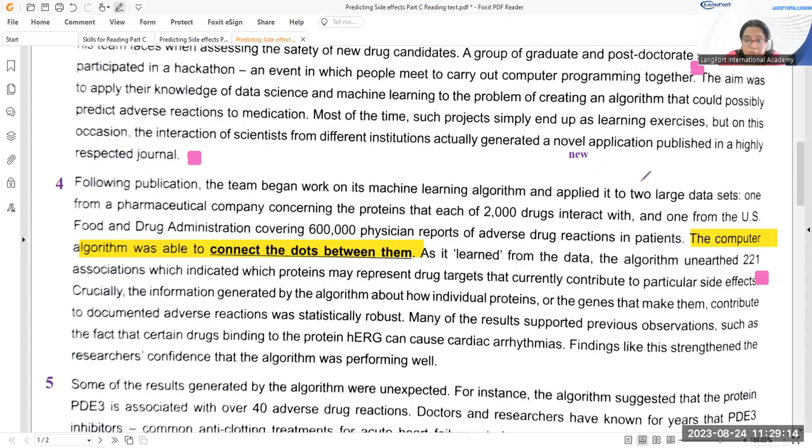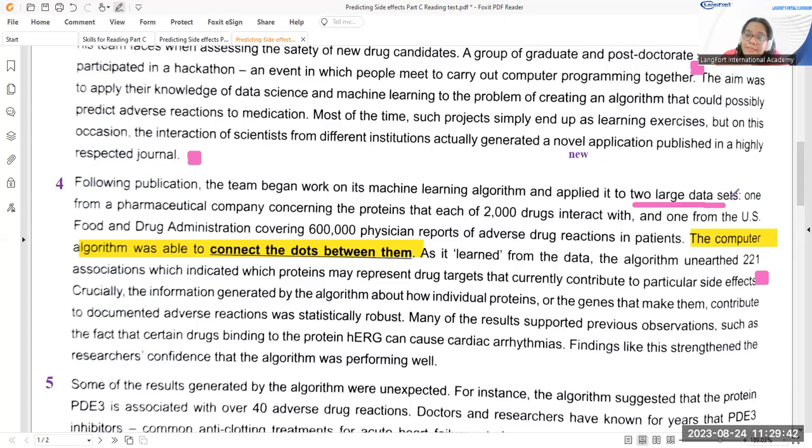Let me explain that. They talked about the hackathon, right? They developed an app and they published it. Now, in connection to that, they're saying that after the publication of their work, the team, the people involved, began work on its machine learning algorithm. So they started working on this computer algorithm and tried to apply that software to two large data sets, two sets of data.